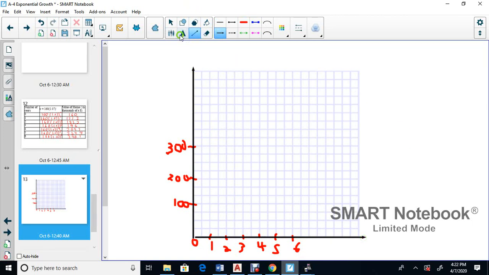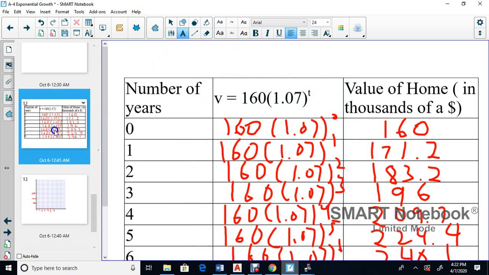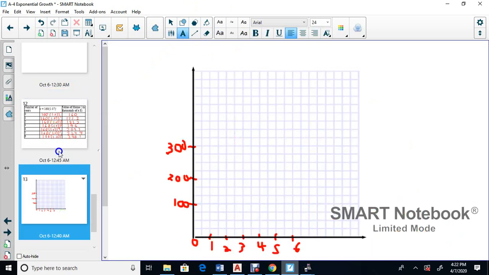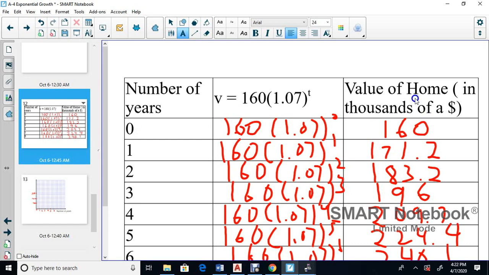Now we need some titles. So I will use writing this time. So let's take a look here. This time, number of years goes on the bottom. Number of years. So here, I'll just put it right there. You guys can fit under it. Number of years goes here. Okay, on the side here. Okay, value of home in thousands of dollars.